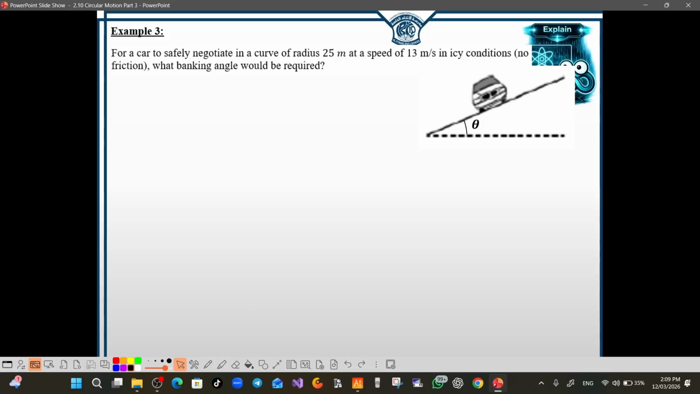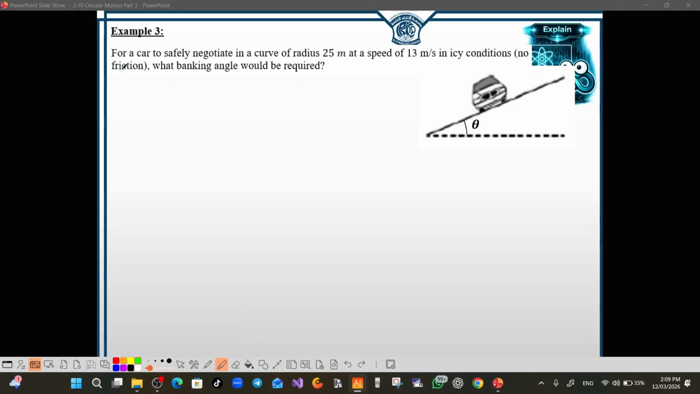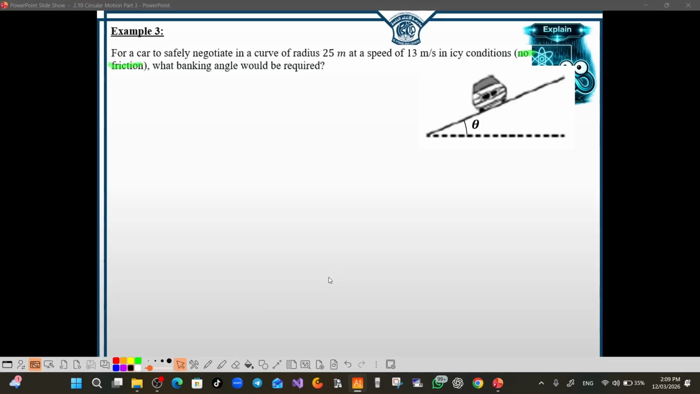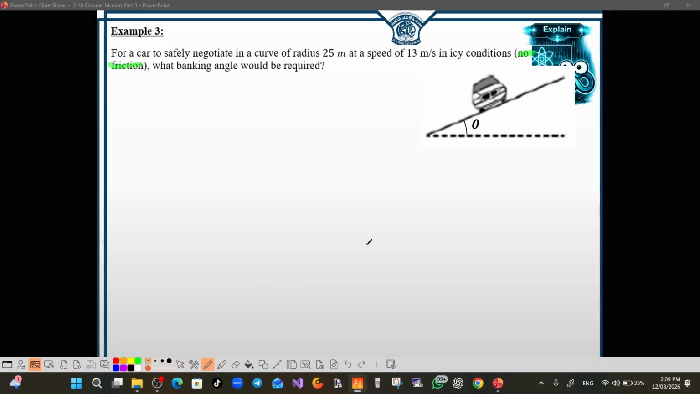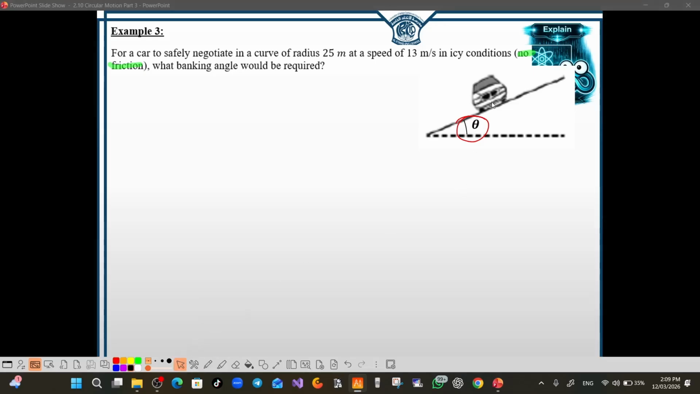For a car to safely negotiate a curve of radius 25 meters at a speed of 30 meters per second in icy condition. When I say icy condition, I mean no friction, so I'm not going to involve friction in my calculation. What banking angle would be required? So we are looking for this angle. This angle will control the stability of the car in the radial direction, or in the centripetal direction. Now, what will the angle be in this case?